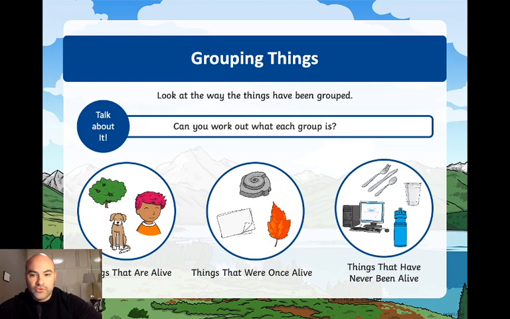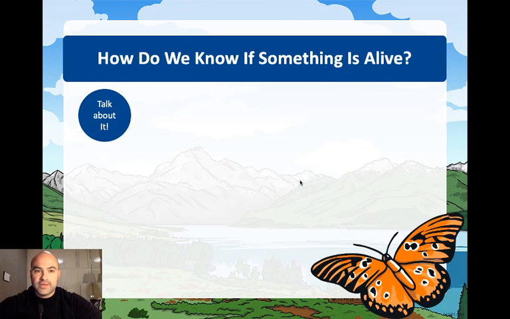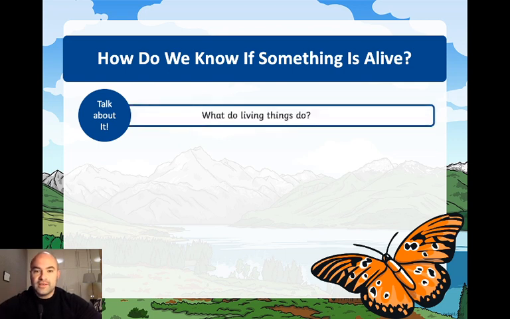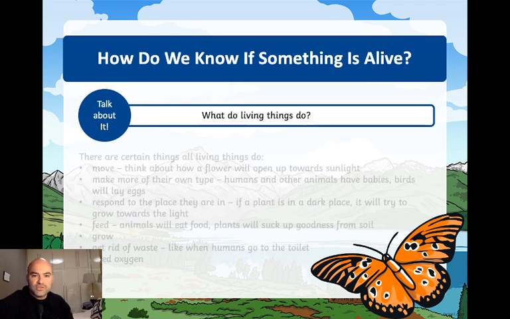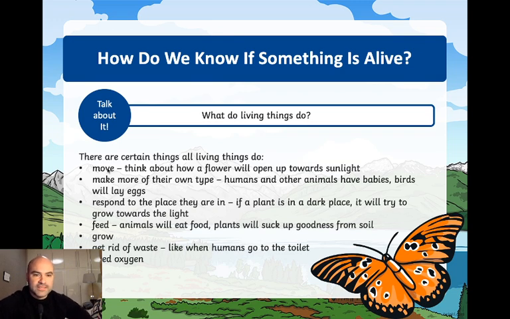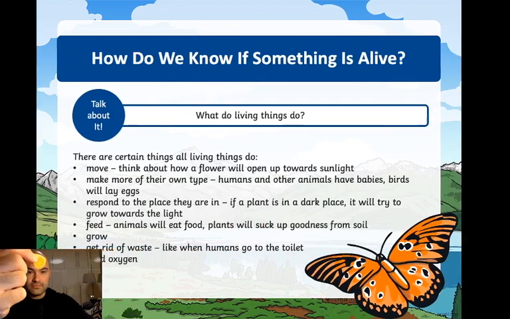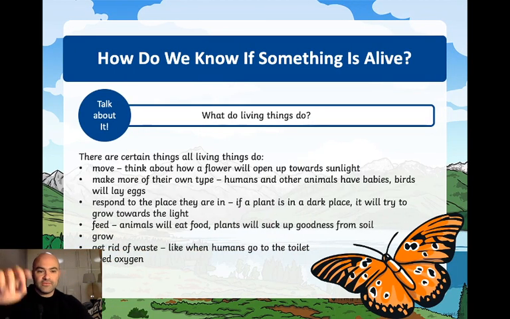Okay, so we're looking at grouping things that used to be alive, that are alive, and that have never been alive. What do living things do? Let's look. Over here, this says living things move. You know I'm alive. I am alive. I'm moving. So you know I'm alive, okay? This pick does not move, so it is not alive, okay? It does move if I move it, but a living thing has to move it, okay?